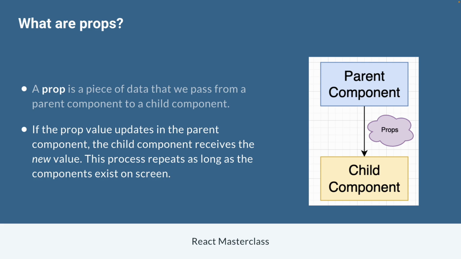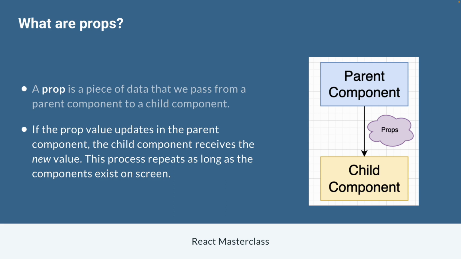The more important detail is that it is something that we allow to pass from the parent component that is rendering a child component. The cool thing about props is if the prop value updates in the parent component, for example, if its value changes, then the child component will receive the new value. And that process is continuous. So as long as the parent component is rendering a child component and passing a prop value to it, if that prop changes, then the child component will be alerted.